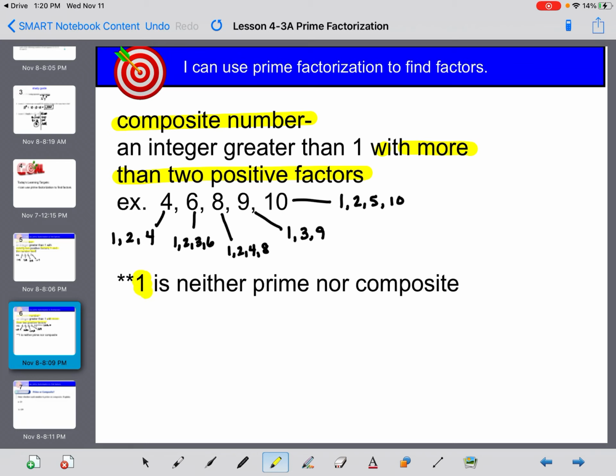Please note that 1 is neither prime nor composite. By definition, a prime number has exactly 2 factors. The only number that 1 is divisible by is itself. So that means there's only 1 factor, so it is not prime. And by definition, a composite number has more than 2 factors, and 1 does not have more than 2. So we say that 1 is neither.